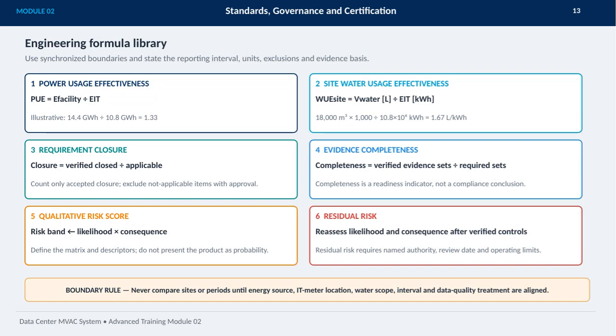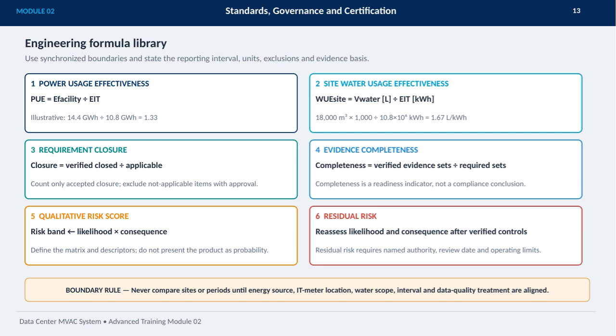This module covers key standards, governance, and certification metrics critical for data center MVAC systems. First, we look at power usage effectiveness, or PUE, which is calculated by dividing the facility's total energy by the IT equipment energy. For example, a facility using 14.4 gigawatt-hours total with 10.8 used by IT yields a PUE of 1.33, showing energy efficiency. Next is site water usage effectiveness, WUE, which measures water volume used per unit of IT energy consumption. Here, 18,000 cubic meters of water corresponds to 1.67 liters per kilowatt-hour, helping track water efficiency.